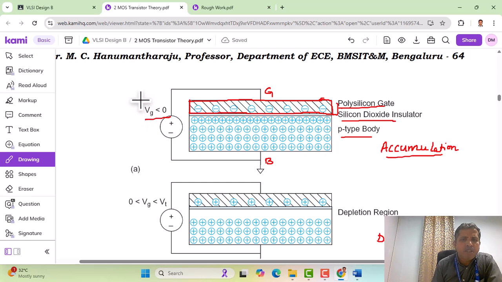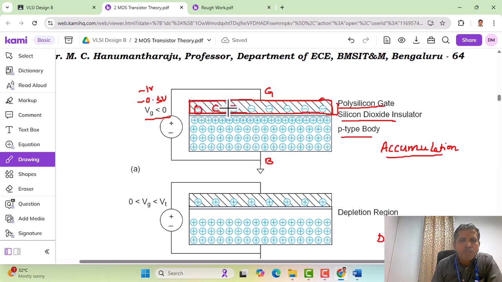So that means it can be minus 0.5 or minus 1 volt. That is the typical voltage value that we apply here. And what will happen when the gate voltage applied is less than 0? Here you can see that the upper plate, which is nothing but the polysilicon gate, is now supplied with negative charges. As you can see, the negative charges here.